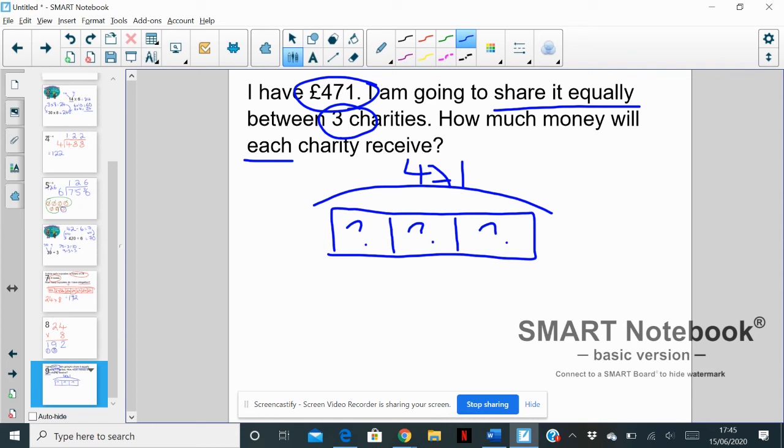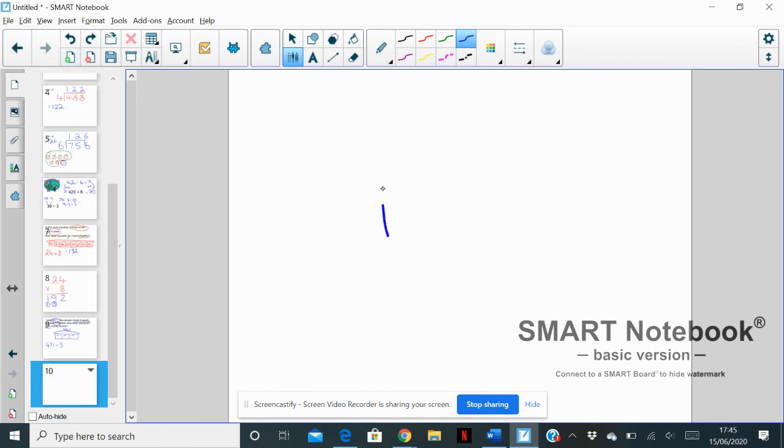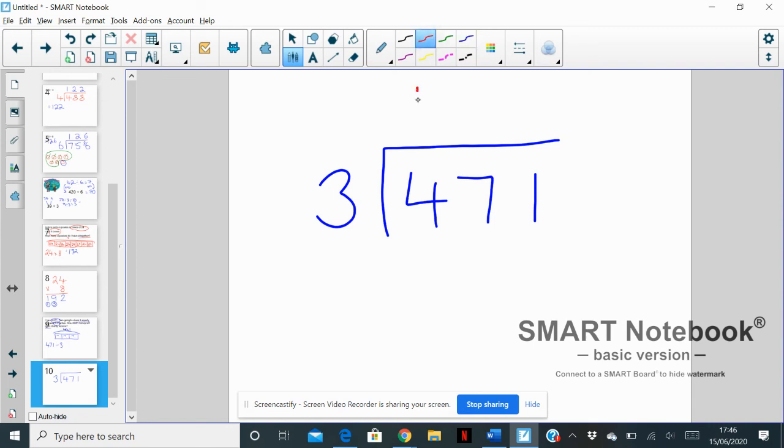So I'm going to need to do 471 divided by 3. So let's have a go on our short division. 471 divided by 3. So 4 divided by 3. Let's count up in our groups of 3. So 1 lot of 3 equals 3. So I know I can get 1 group of 3, and then there'll be 1 left over, bringing me up to 4. Now I've got 17 divided by 3.